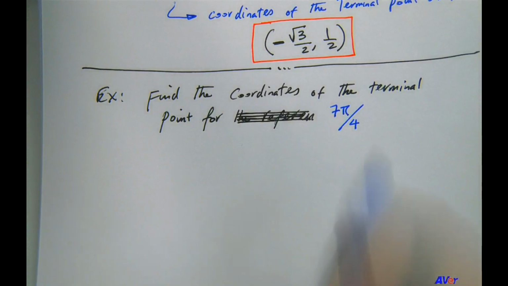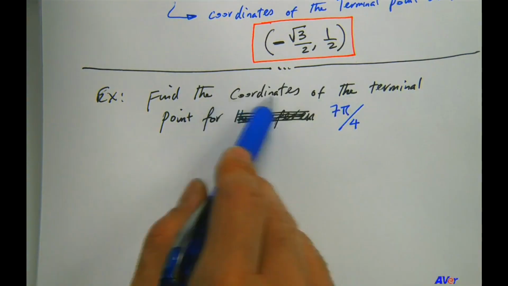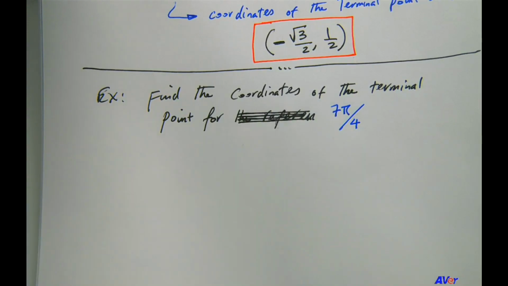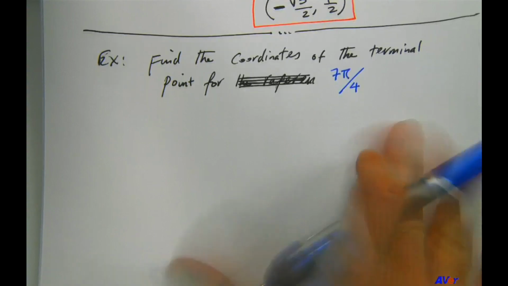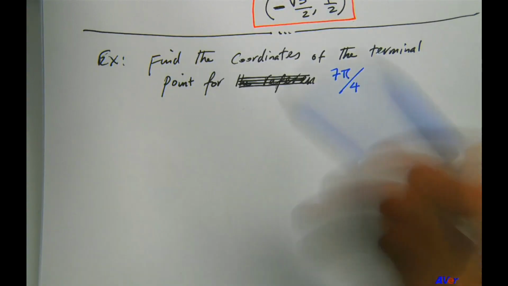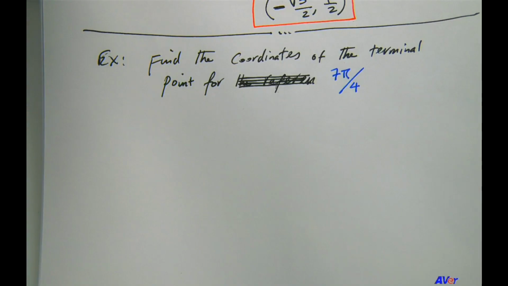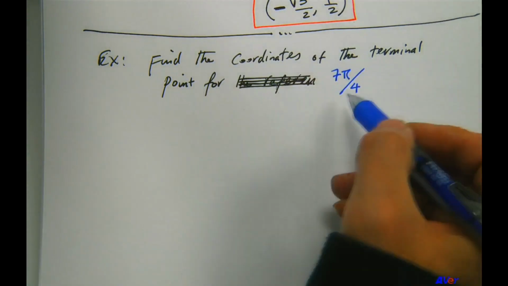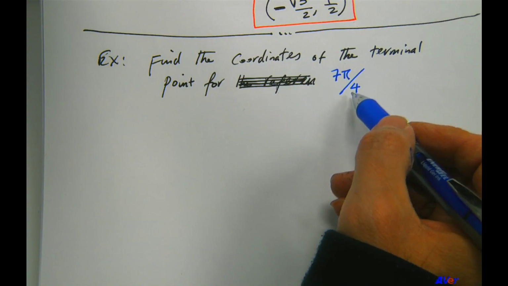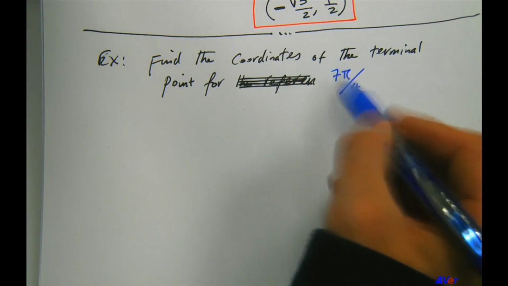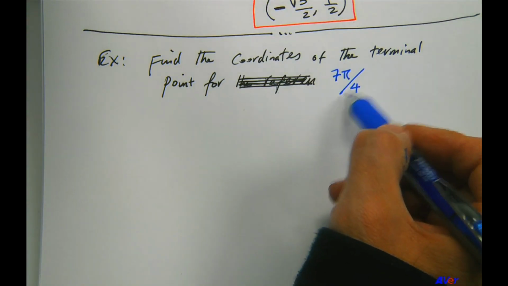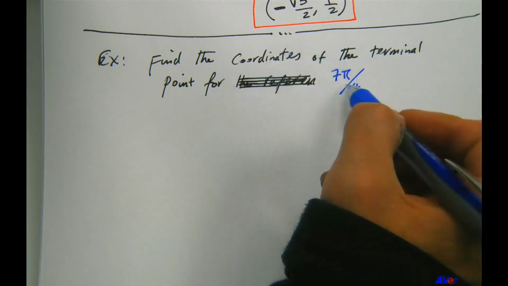Okay? So before we can find the coordinates of this terminal point for this angle, we need to find the reference angle, right? So once again, let's see which quadrant this angle is located. To do that, let's convert it to degrees. Again, I will not do this starting maybe the third lecture at the latest. We should know where these are without having to convert them to degrees.